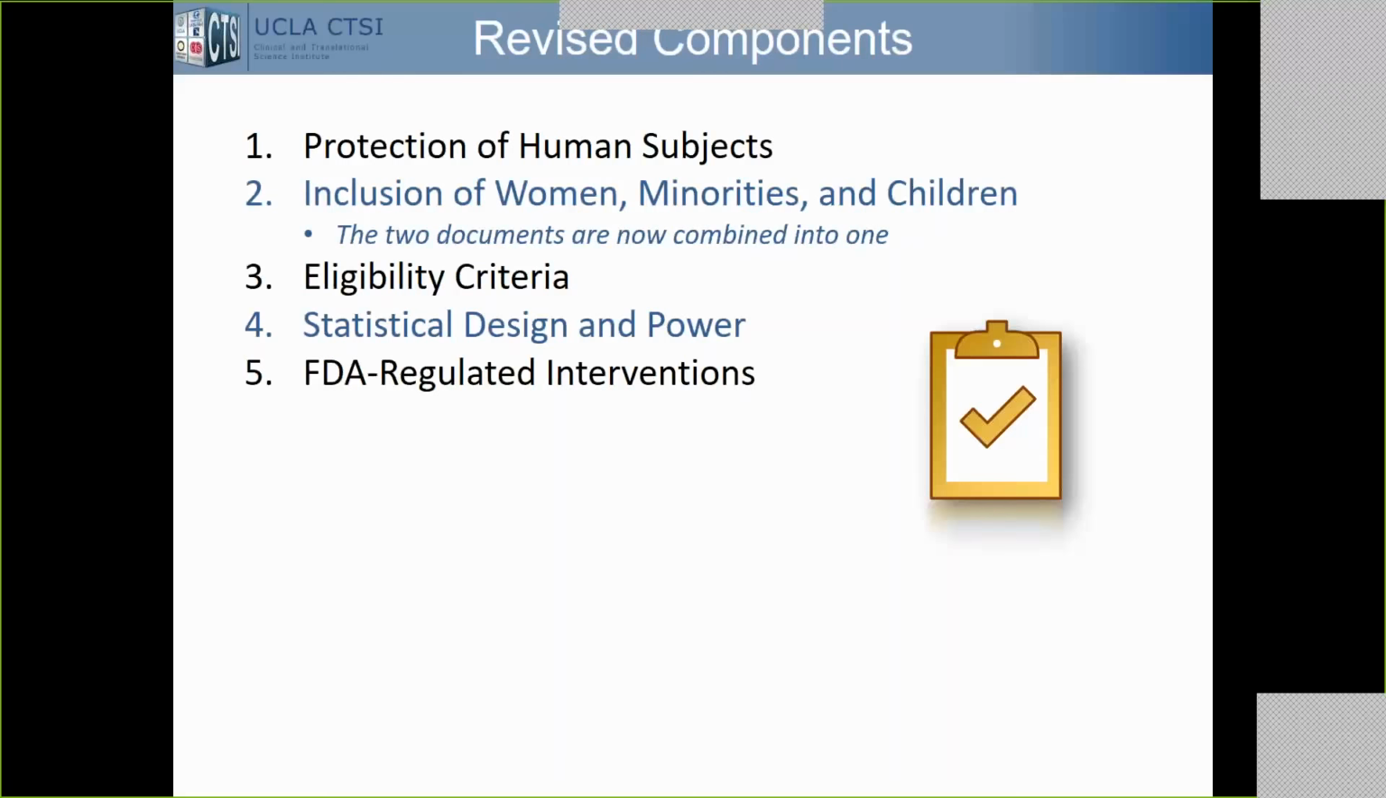So on the screen is a list of the revised components that would be familiar to you if you've submitted grants before, but basically things that you've seen. So protection of human subjects, inclusion of women, minorities, and children, with the caveat that this used to be two separate documents. So it was women and minorities, and a separate document, inclusion of children. It's now combined into one document, but it's essentially the same requirements. Eligibility criteria, statistical design and power, and then if it applies to your study, FDA-regulated interventions. So technically, none of these are new, but some of the specifics within them might have changed, and we'll talk about some of those later.